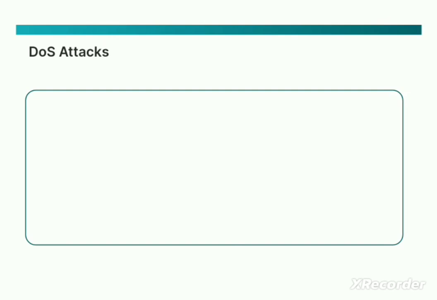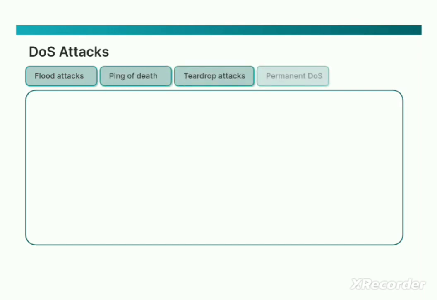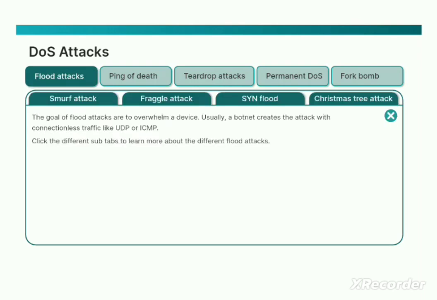Examples of DOS attacks include flood attacks like Smurf and Fraggle attacks, and SYN flood and Christmas tree attacks, ping of death, teardrop, permanent DOS, and fork bomb attacks. Click the tabs to learn more about the different DOS attacks. The goal of flood attacks is to overwhelm a device. Usually a botnet creates the attack with connectionless traffic like UDP or ICMP. Click the different subtabs to learn more about the different flood attacks.